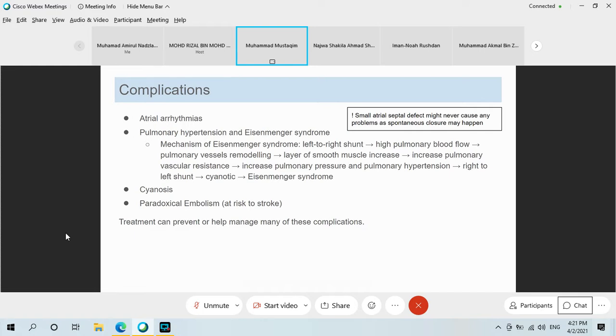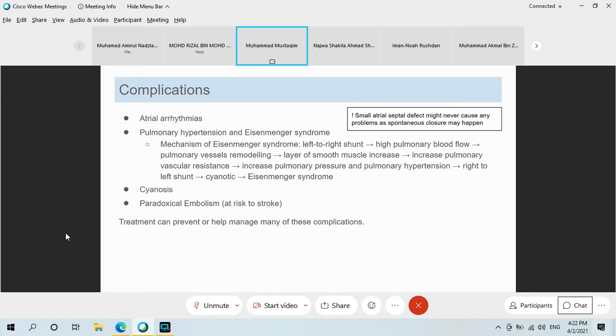And then right to left. So this is what you call a paradoxical shunt. Because of the hypertension, the right side becomes high pressure and the blood goes to the left. So it is reversed. And then the patient may get cyanotic because the blood is mixing between oxygenated and deoxygenated blood. Because of Eisenmenger syndrome, the patient may get cyanosis.